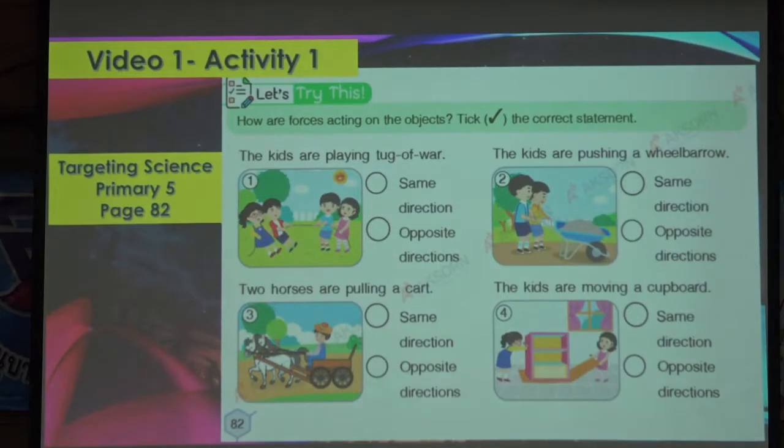Okay, so for your activity for video number 1, you have to answer Targeting Science Primary 5, page 82. You only have 1, 2, 3, and 4. First one, the kids are playing tug of war. So you just tell if it's same direction or opposite direction. You just have to check.